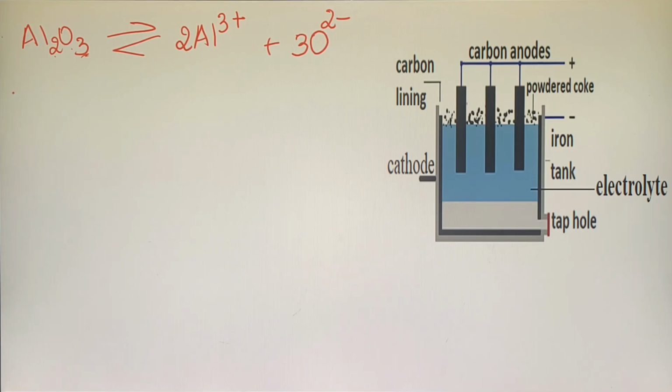But was this the only substance I have added in the electrolyte? No. I have added the next substance. Which is the next substance? The next substance is cryolite. What is cryolite?